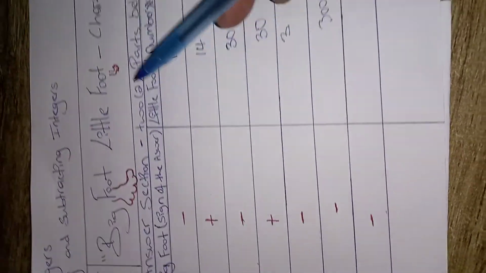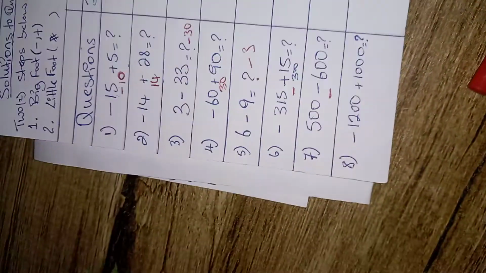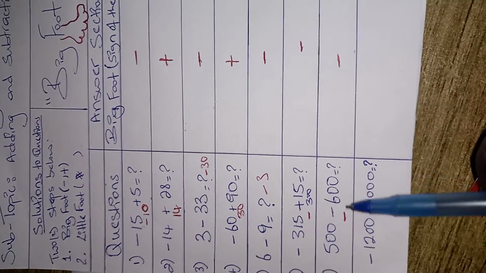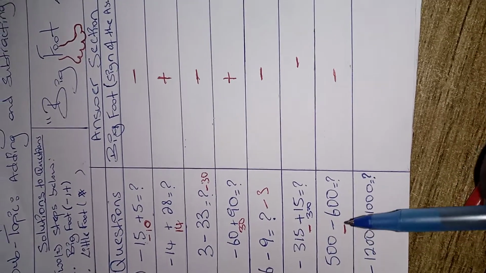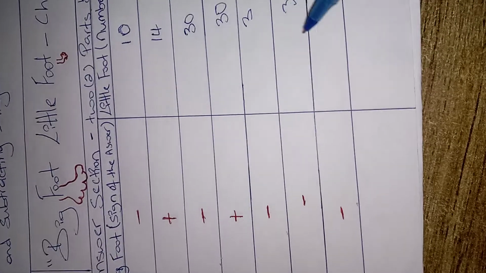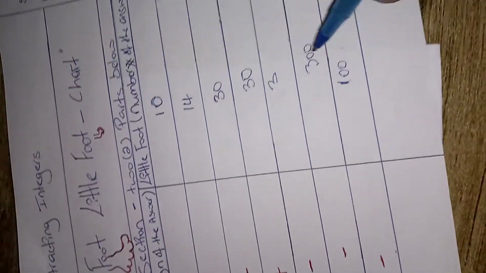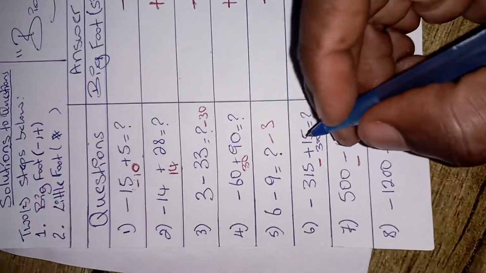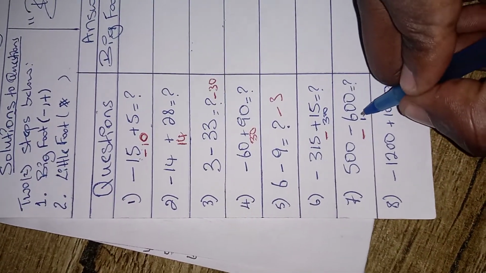But remember, the answer carries 2 parts, the sign and the number. So the question is now, how do we get the number? You look to the Littlefoot, which tells you that you subtract the small number from the bigger number. So 500 from 600 is how much? 100. So the number is supposed to be 100. So the final answer now will be what? Negative 100.